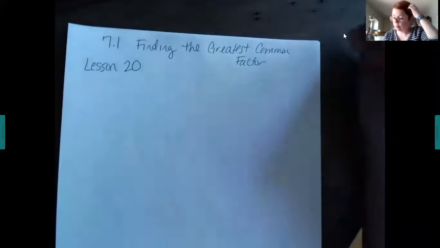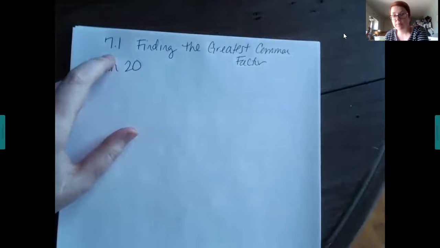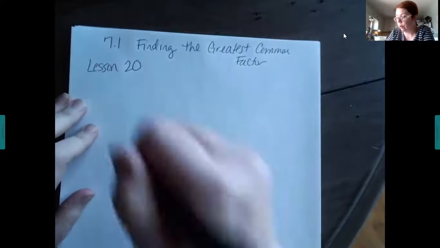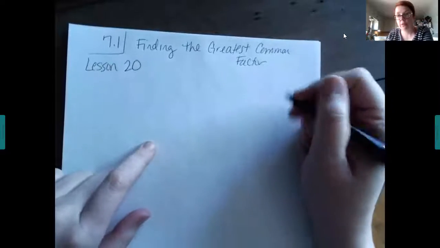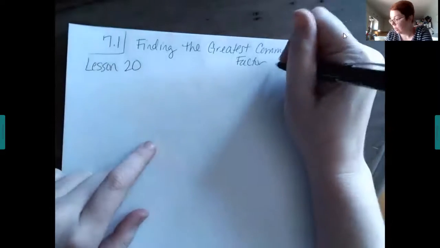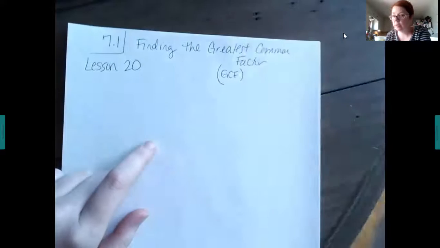Okay, so this is going to be lesson 20, beginning the factoring part, homework 7.1. And we're just finding the greatest common factor between some terms. A lot of times you'll see that abbreviated as GCF.